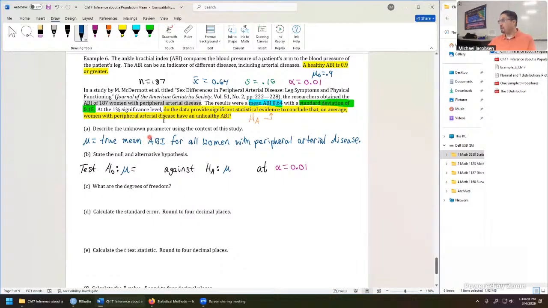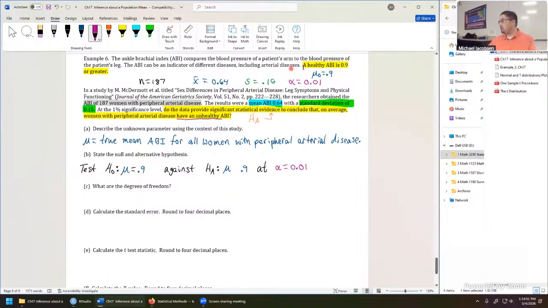Putting all that down on paper, here's where this value comes into play. We're testing against this, the 0.9. So put in a 0.9 here, 0.9 here, a little bit of space between, and then just reread this sentence. It says, do the data provide significant statistical evidence to conclude that, on average, women with peripheral arterial disease have an unhealthy ABI?